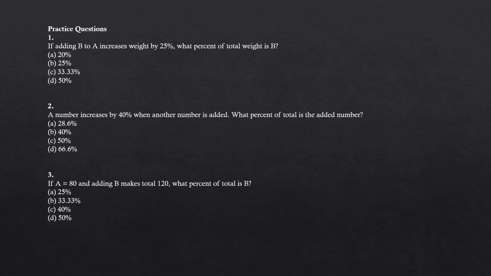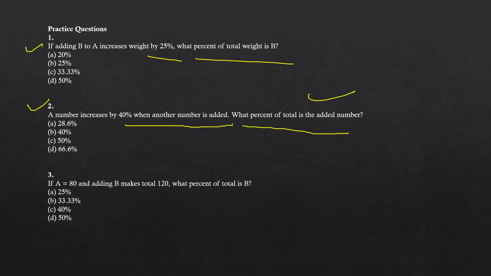On similar grounds, I attached a total of 3 practice questions. Again, you can check here. Question 1: if adding B to A increases weight by 25%, what percent of total weight is B? Question 2: a number increased by 40% when another number is added. What percent of total is the added number? And question number 3: if A equals 80 and adding B makes the total 120, what percent of total is B? So please try to practice these questions. Sometimes they may be asked in your examination.